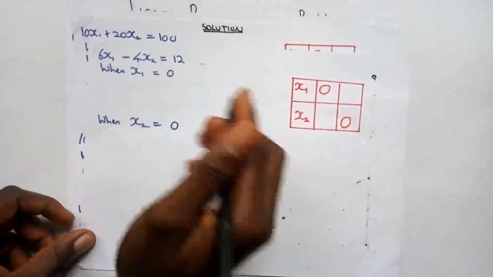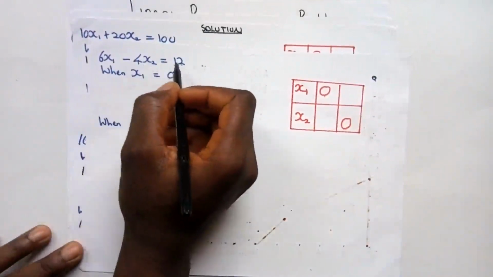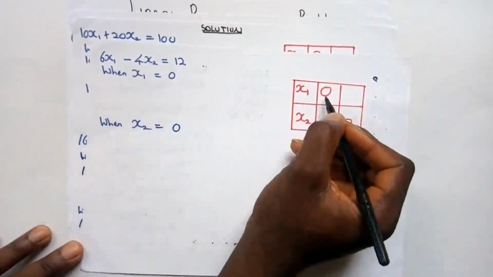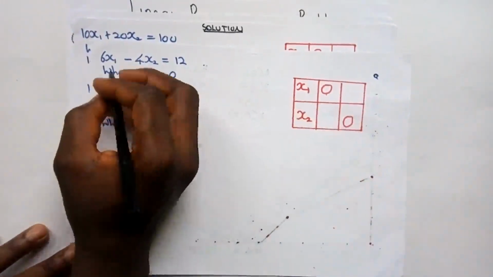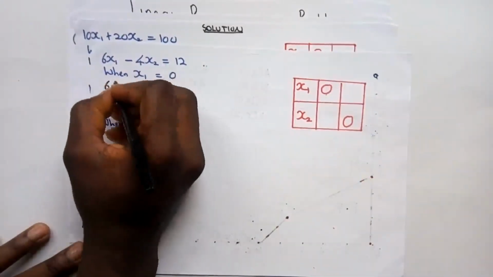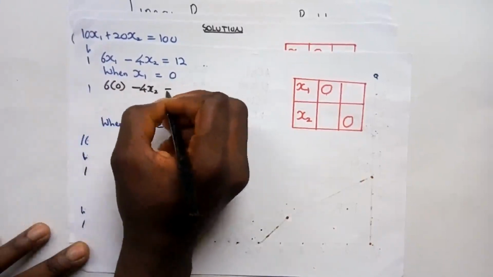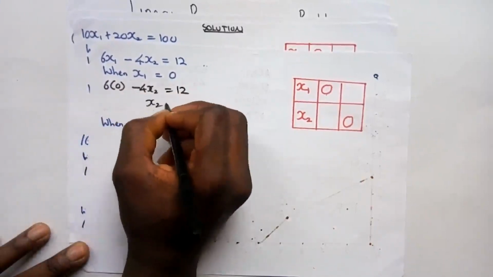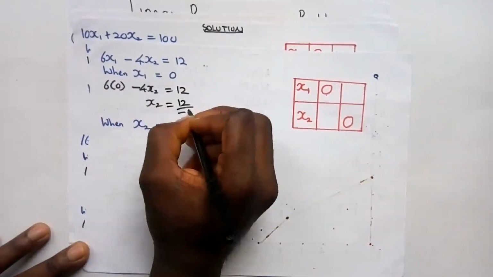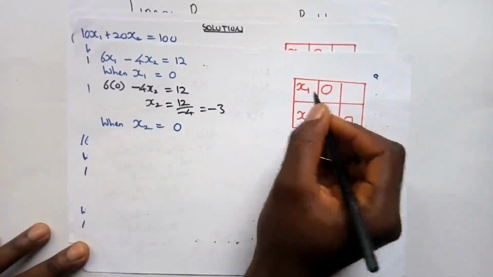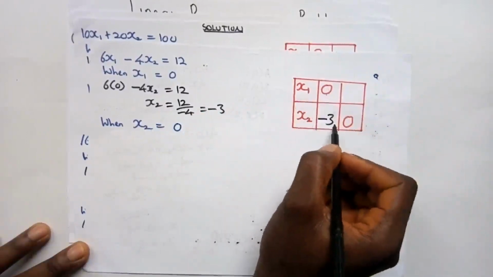For the third constraint, 6S1 minus 4S2 is equal to 12. When S1 is equal to 0, we want to find S2. So 6 multiplied by 0 minus 4S2 is equal to 12. So S2 is equal to 12 divided by minus 4, which is minus 3. So when S1 is equal to 0, S2 is equal to minus 3.